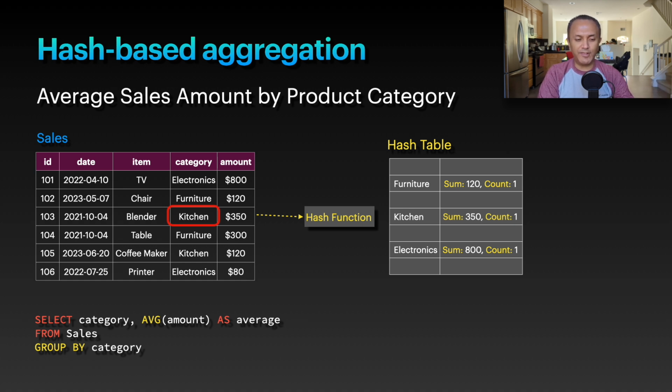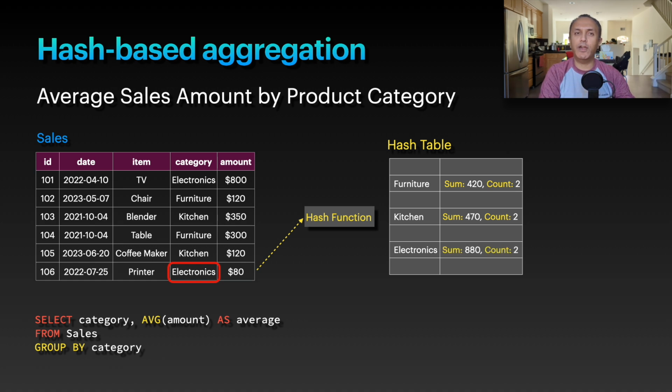Now the next time we see furniture, we're going to know that we've seen that before. So we need to update the information that we have. So we add the new amount to the sum that we had before. So we already had 120. We add 300 to that, so that becomes 420. And we also increment count, because this is the second time that we've seen furniture. Same thing for kitchen, we update the count and the sum. Same thing for electronics and so on.